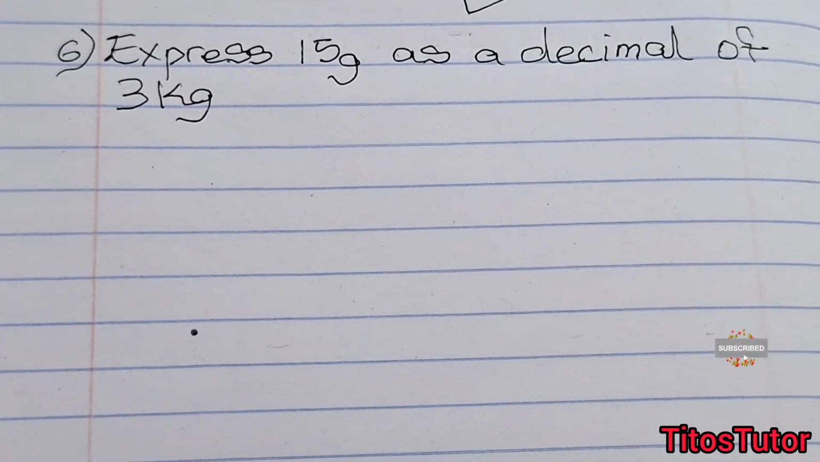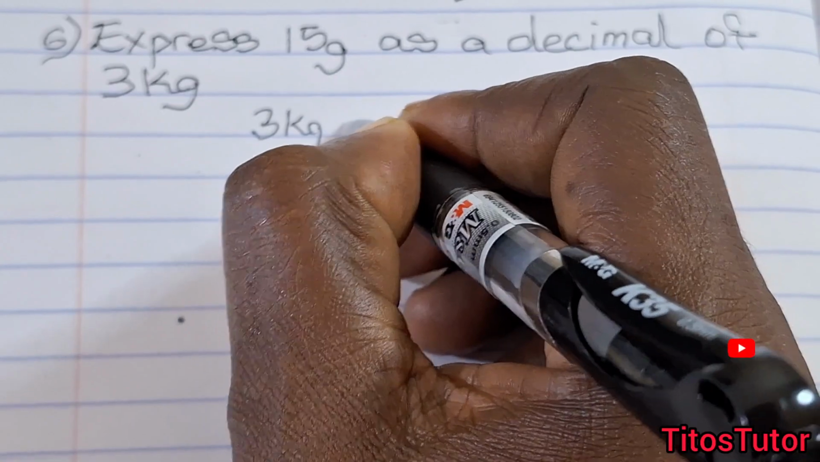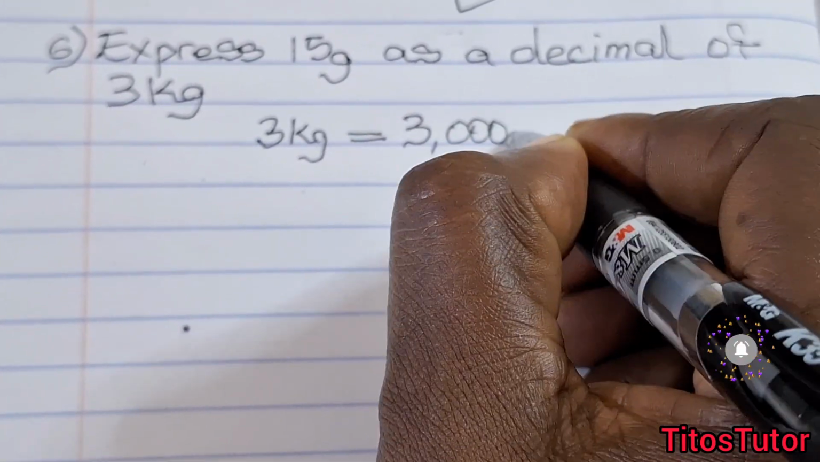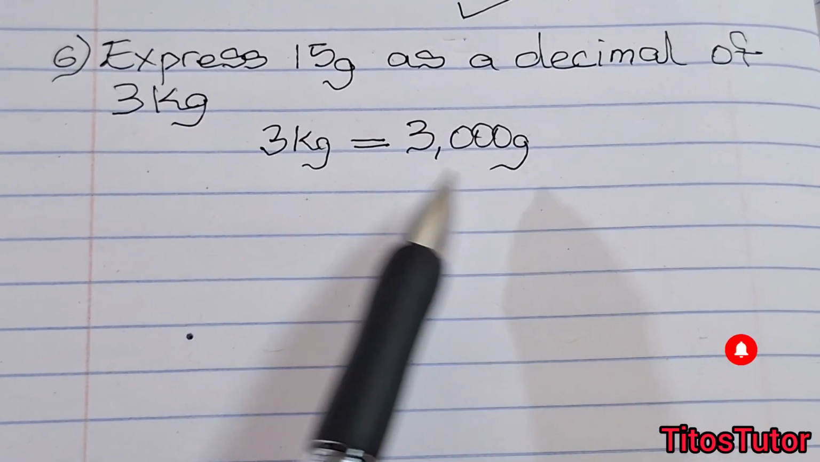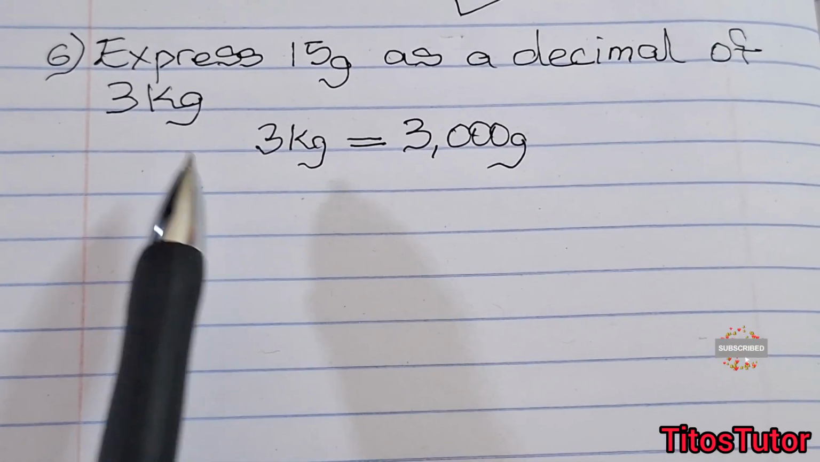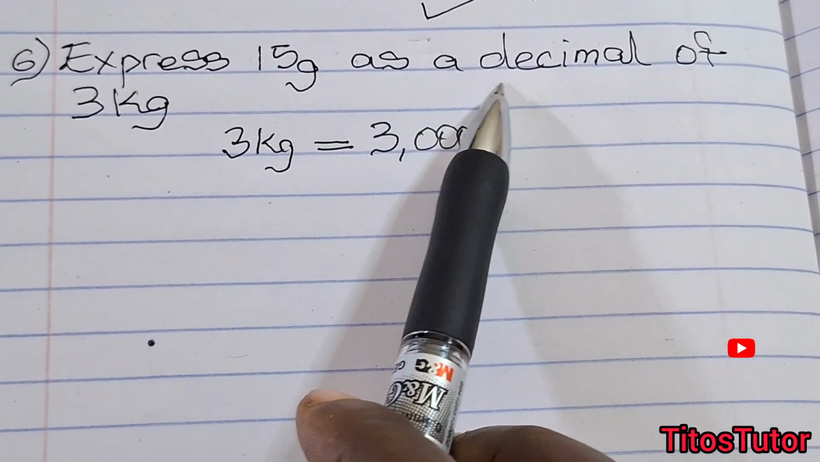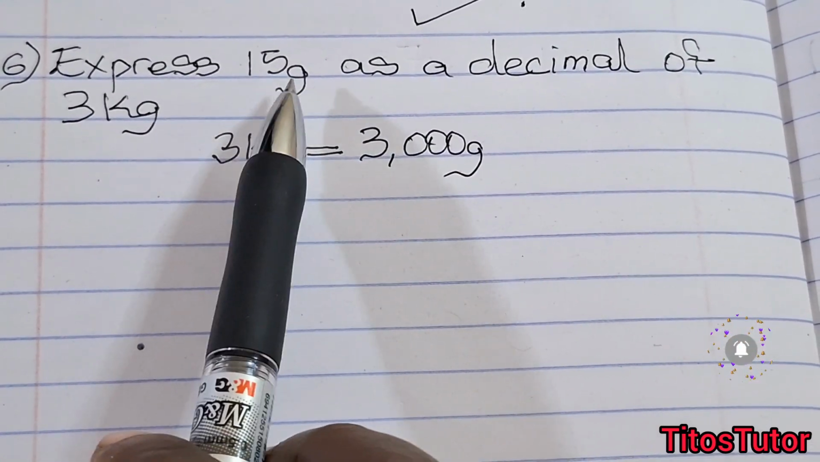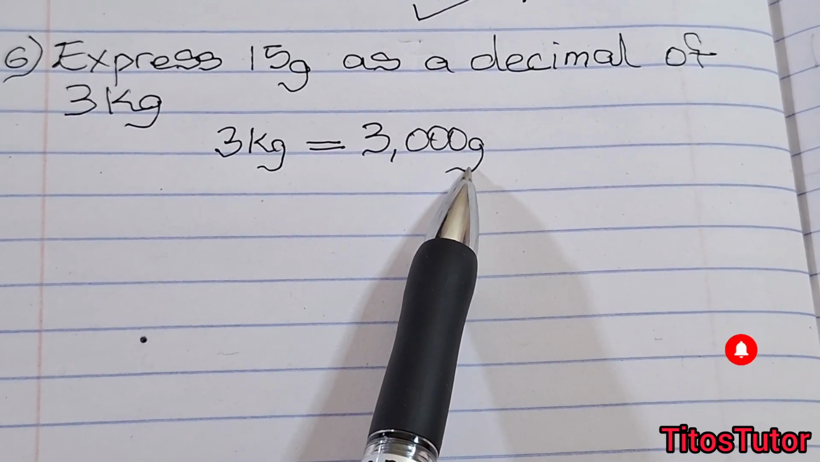All right. So I will convert 3 kilogram into gram, and that gives me 3,000 gram, because 1 kilogram equal to 1,000 gram. So 3 kilogram will be 3,000 gram. All right. So now that I've done that, I need to do a fraction before taking it to decimal. So you do 15 gram of 3000 gram. How do you do that?